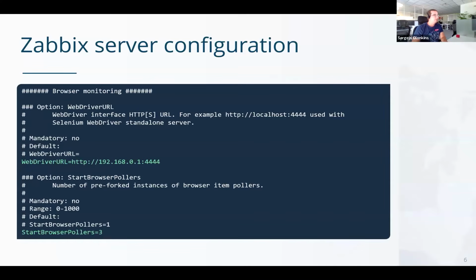From the Zabbix server point of view, 2 parameters need to be configured. The first one is the WebDriver URL, which basically represents the address that Zabbix will try to connect to when it connects to the WebDriver. And the second one is the start browser pollers, which basically defines the number of poller processes that will be started and will process specifically browser item metrics.